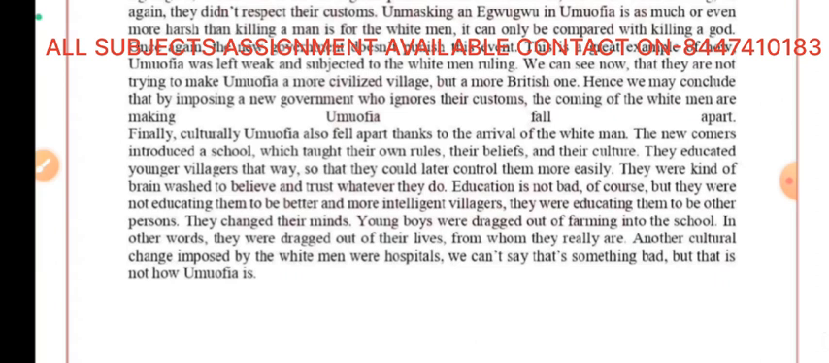This is a great example of how Umuofia was left weak and subjected to the white man's rule. We can see now that they are not trying to make Umuofia a more civilized village but a more British one. Hence, we may conclude that by imposing a new government that ignores their customs, the coming of the white men is making Umuofia fall apart.